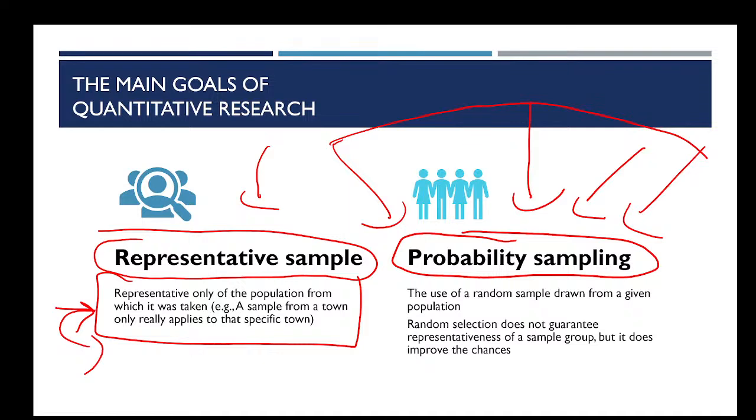But whatever your representative sample is, it's representative only of that population. Okay, and we have to use some kind of probability sampling, which I will say in quantitative research is getting increasingly difficult.